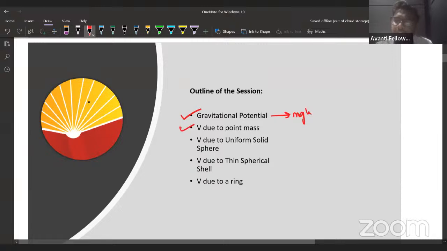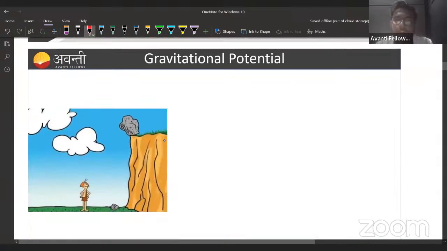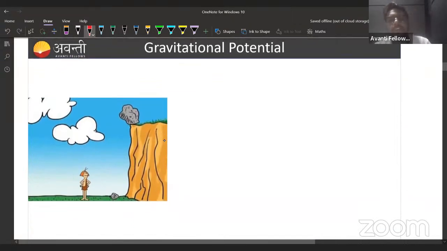potential due to various bodies, for example a point mass, a solid sphere, a thin spherical shell, and a ring. And we are going to sum up the class after that. Not a very big class, but a very important class, I can say. So let's begin with what is gravitational potential.